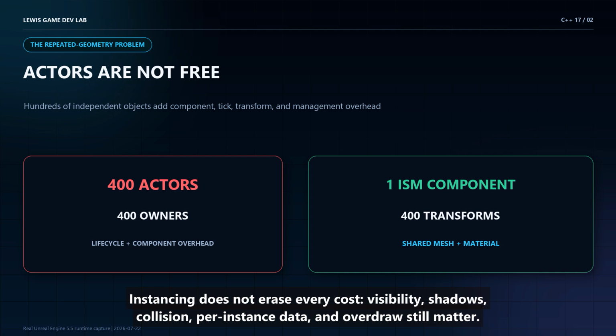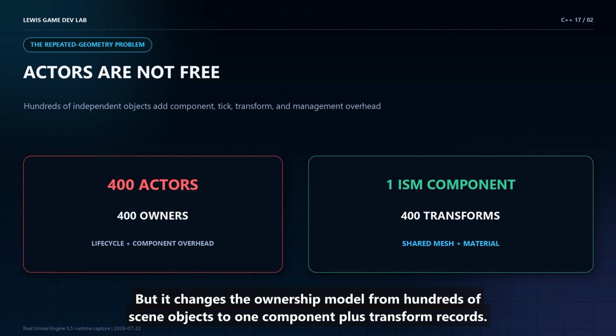Instancing does not erase every cost. Visibility, shadows, collision, per instance data, and overdraw still matter. But it changes the ownership model from hundreds of scene objects to one component plus transform records.